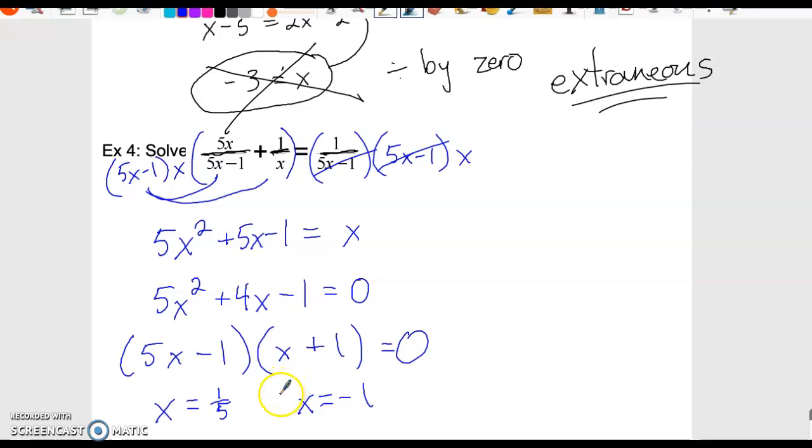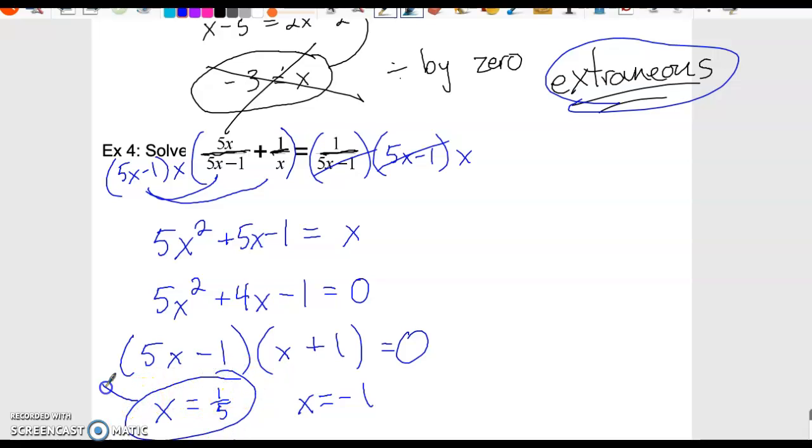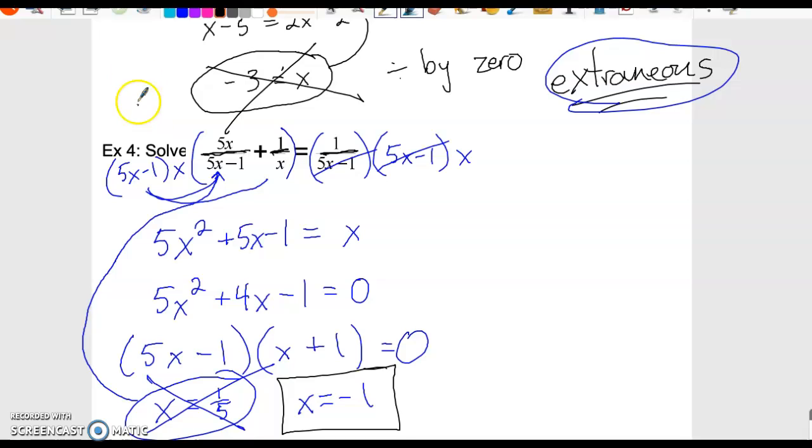Well, why not? Well, as we check for extraneous solutions, if I try to plug 1/5 back into the equation up here, let's say if x is 1/5 right here, well, 5 times 1/5 is 1, minus 1 is 0, we'd be dividing by 0. So that's an extraneous solution. The only correct answer was x equals -1, which is why we check. We need to check our answers.